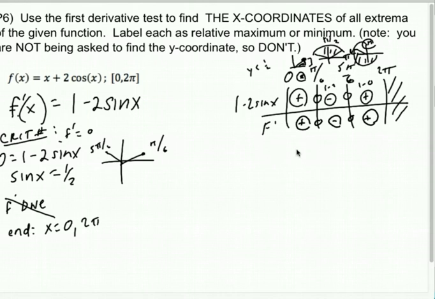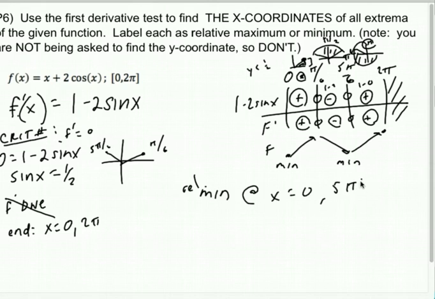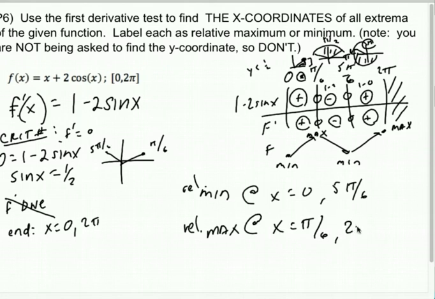Then your f is going to go from this endpoint up and then down and then up again. So you can see that the two min values are going to be the included endpoint 0 and also at 5 pi over 6. So I'm going to have a relative min at x equals 0 and 5 pi over 6, right? And I'm going to have a relative max at the other two critical numbers. You can see that this is a max and this closed endpoint is a max. So I'm going to have a relative max at pi over 6 and 2 pi. And that's it, right? So that's all I'm asked to find.